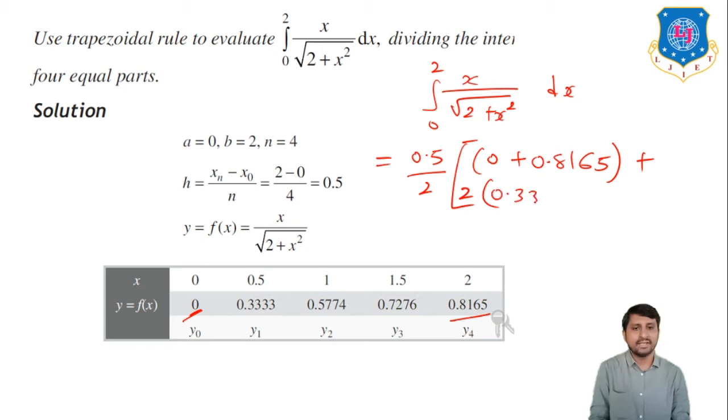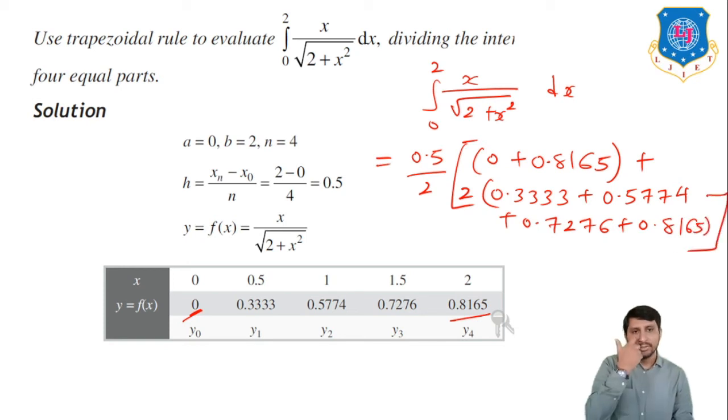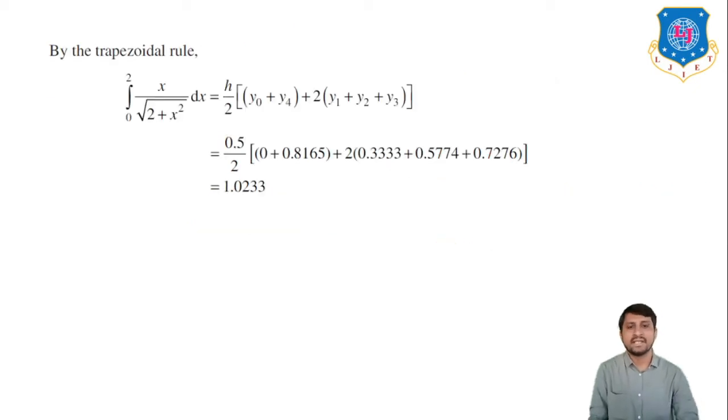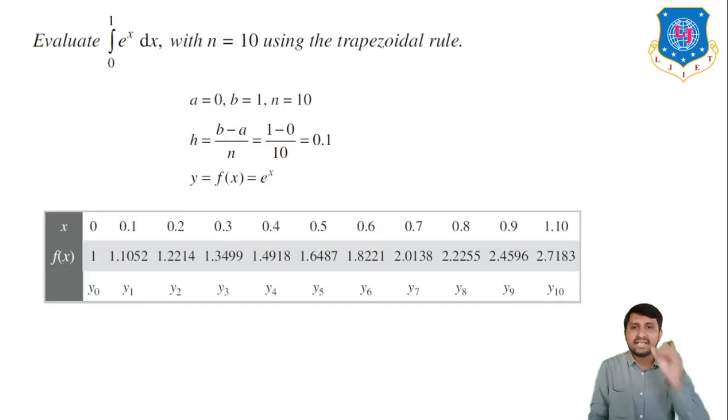So 0.3333 plus 0.5774 plus 0.7276 and plus 0.8165. You can easily calculate this value using your calculator. That is h by 2, 0.5 by 2, times 0 plus 0.8165 plus 2 into all the in-between values. So that is 1.0233. This is your final answer, the approximate value of the integral using the trapezoidal rule. Let's take one more example.